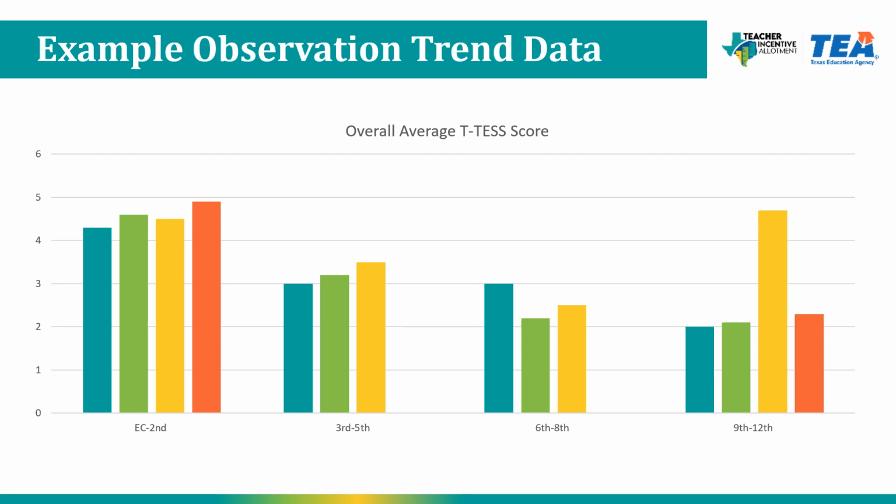Let's think about, what do you notice from looking at this observation data? Perhaps what stood out is that EC through 2nd outperforms all other grade clusters. There's one teacher in 9th through 12th grade that's an outlier. And in general, 6th through 8th grade teachers appear to be struggling.